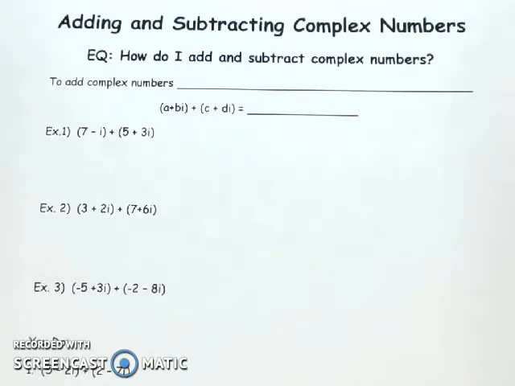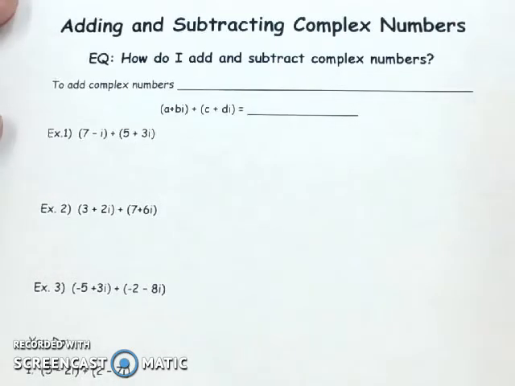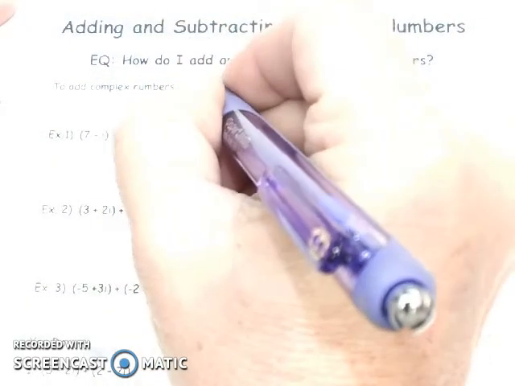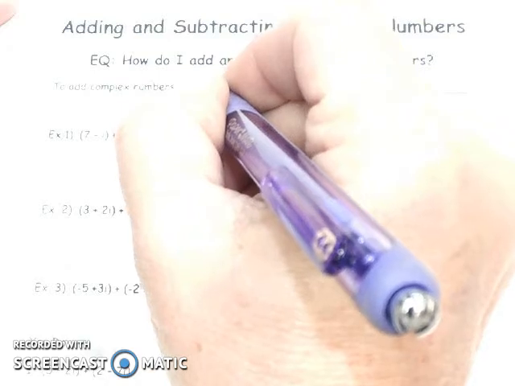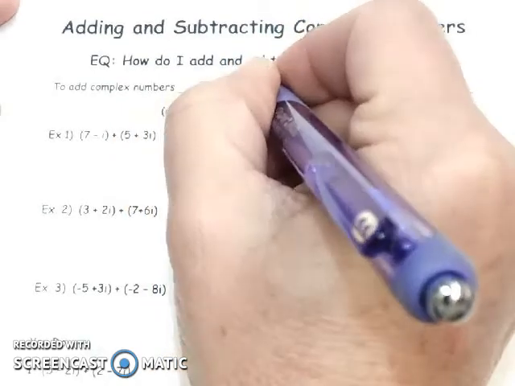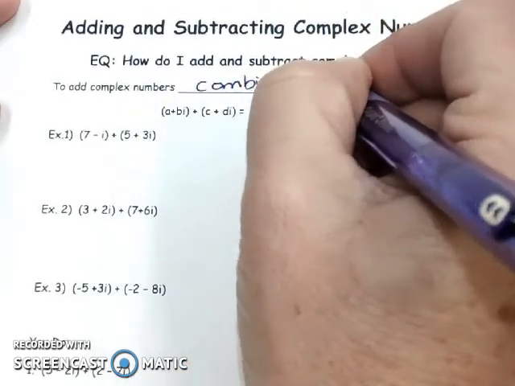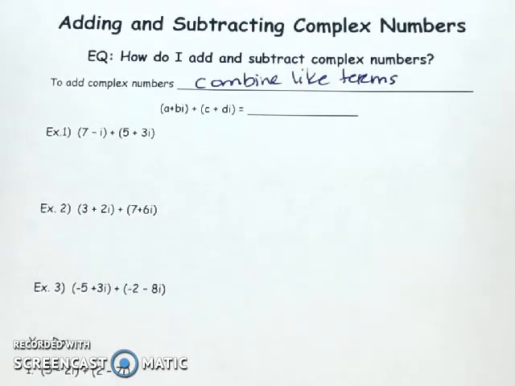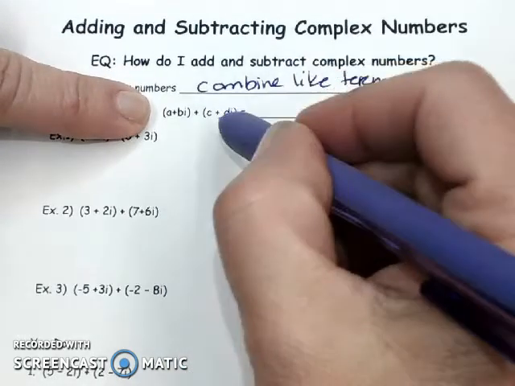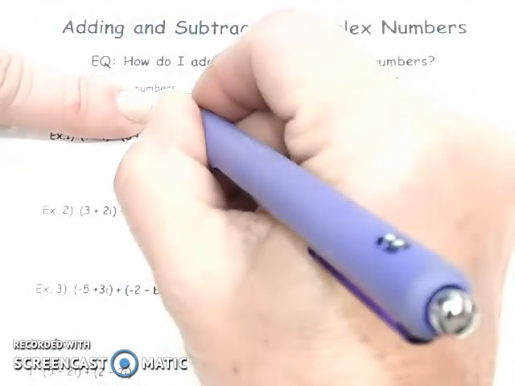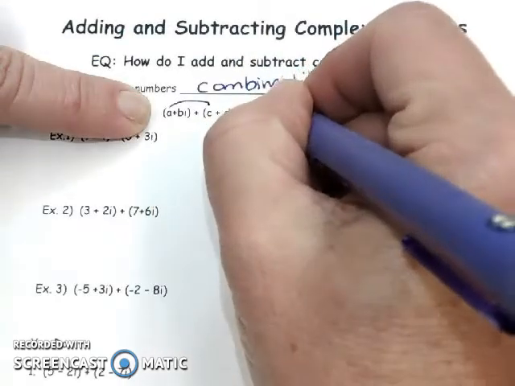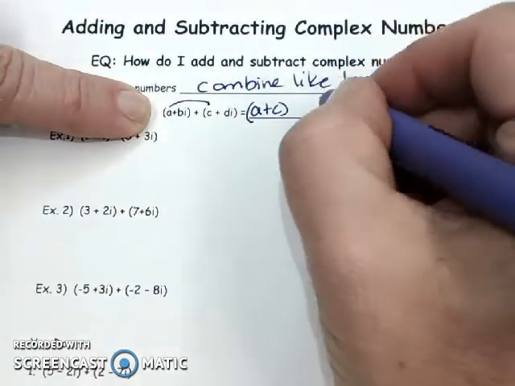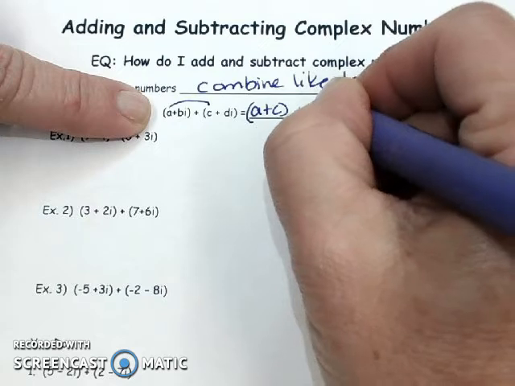Alright, so we're going to add and subtract complex numbers, and it's really easy. So I'm going to start with the addition. When you add complex numbers, all you really are going to do is combine like terms. In other words, you're going to put the real parts together, you're going to put the imaginary parts together. And so what it looks like in generic form is I'm going to put my real parts together, I'm going to get a number, I'm going to put my imaginary parts together.